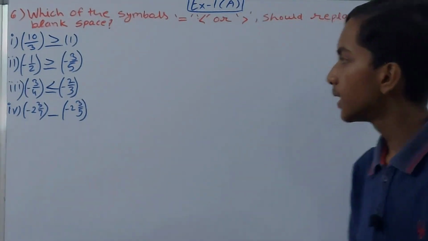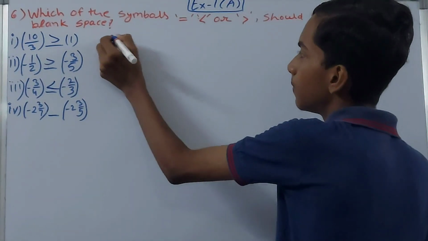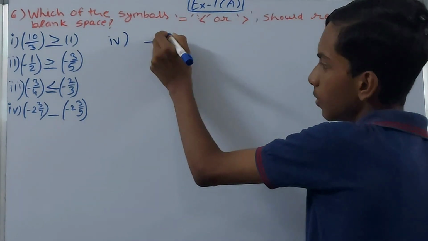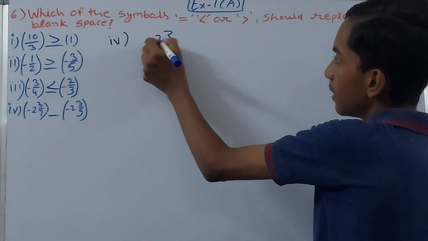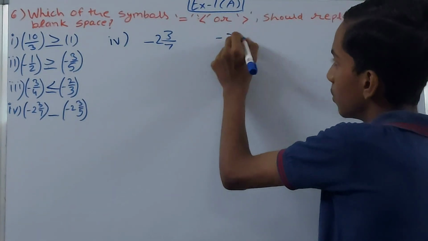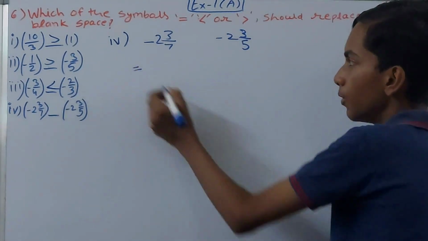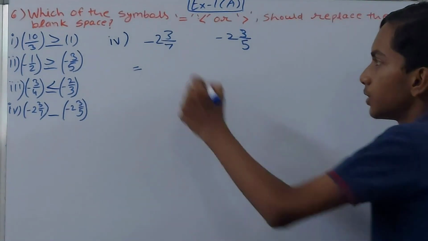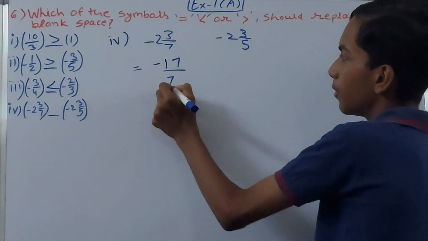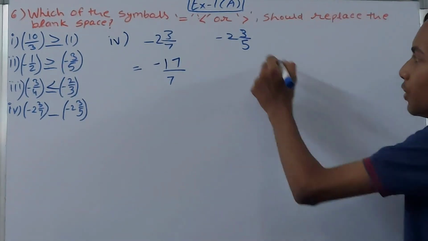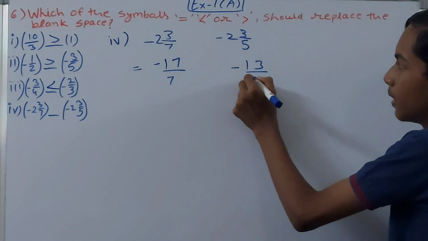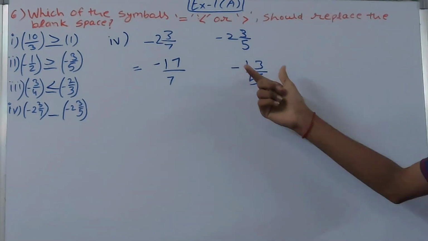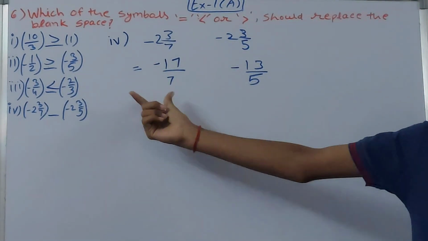So you can see here, next one is option 4. And we have minus 2 whole 3 by 7 and we have minus 2 whole 3 by 5. Convert the two mixed fractions into improper fractions, the first step. So 7 into 2 is 14, plus 3, 17, minus 17 upon 7. And this one will be minus 13 upon 5. 5 into 2 is 10 and then plus 3. So we're going to get here minus 13 by 5 and minus 17 by 7.